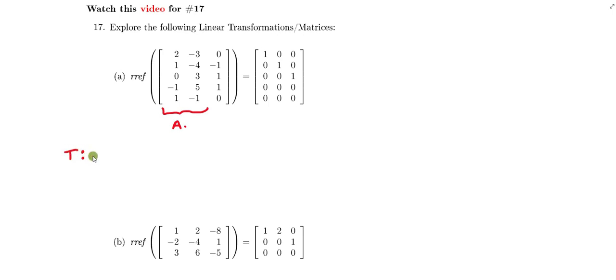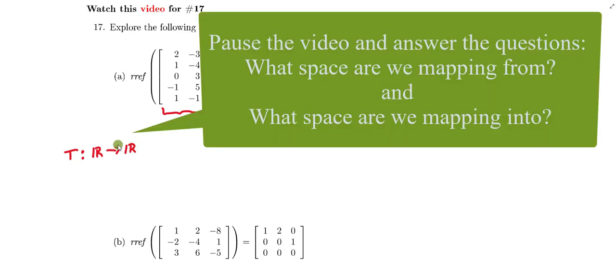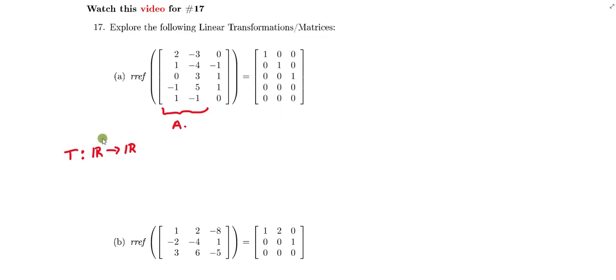transformation T, which is going to map us from what space to what space. So make sure you can answer that question. If you can't, please pause the video and think about it for a second, because I need everyone to be able to answer that question. We're mapping from what space to what space. And in this case, we're mapping from R3 to R5.